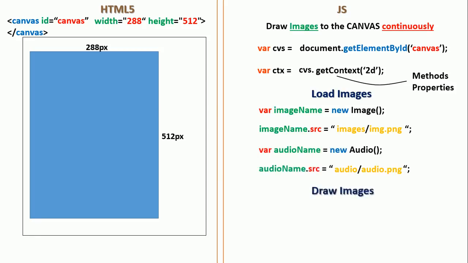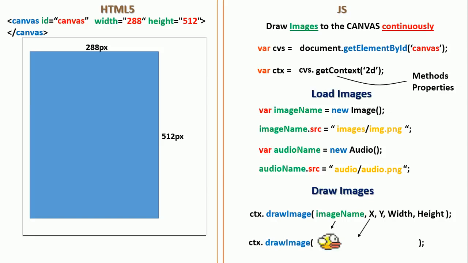Now to draw an image, we will say ctx.drawImage function. This function gets a lot of arguments, so we will just give it for now, for the example, just 5 arguments, which are the image name, its X position, its Y position, its width, and its height. For example, we have the bird image, then we give it 100 pixels for the X position and 150 pixels for the Y position, and its width is 50 pixels, the height is 50.